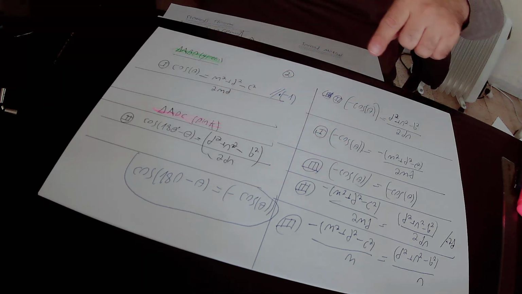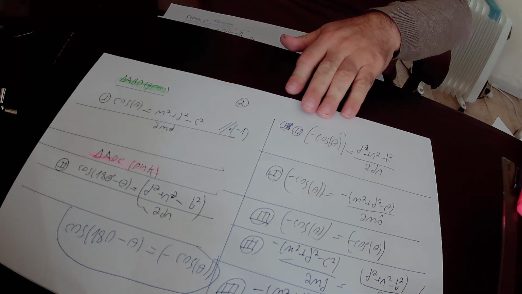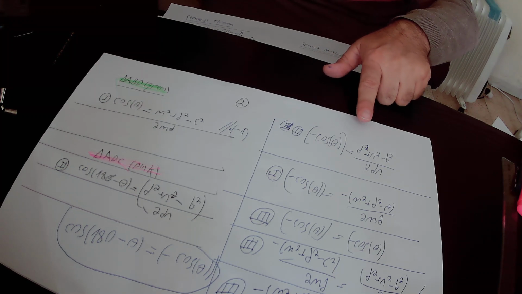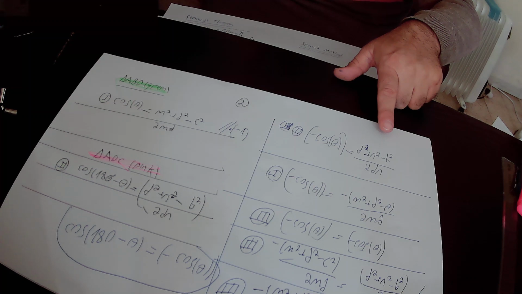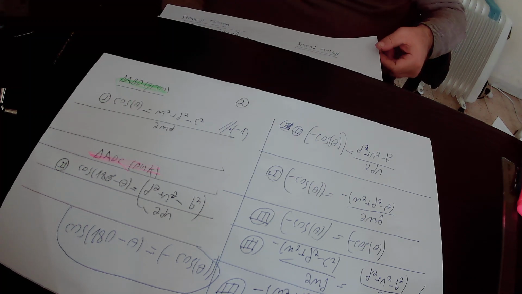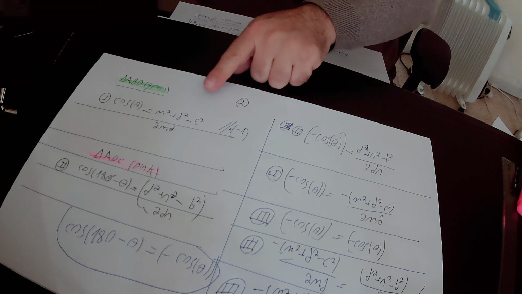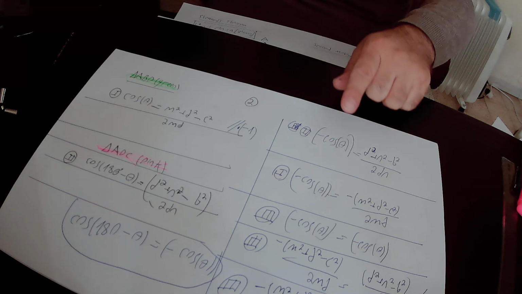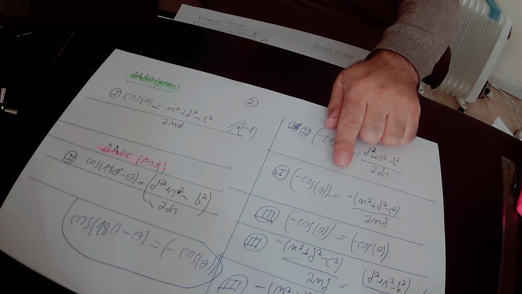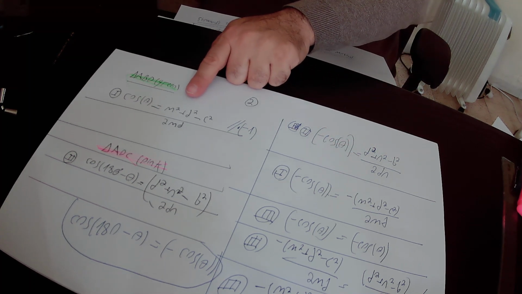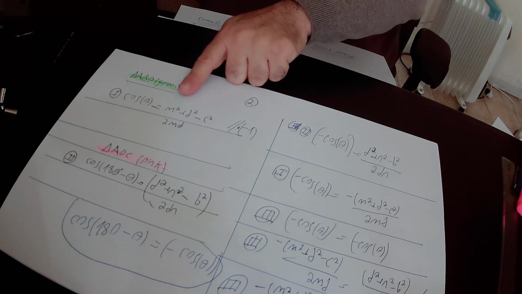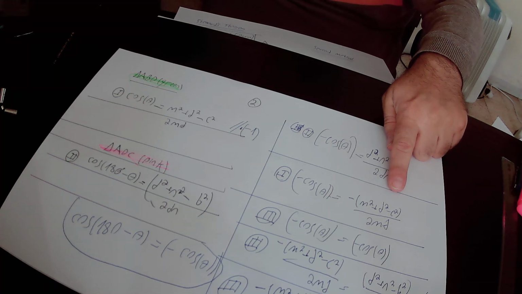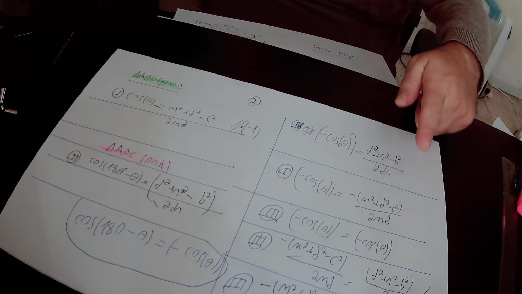We did it, and we got that according to equation number 2, minus cosine theta equals (d squared plus n squared minus b squared) over 2 times dn. Then we multiplied equation number 1 by minus 1. Cosine theta times minus 1 is of course minus cosine theta. Then we also multiplied this side of the equation by minus 1. So we will have minus 1, inside the brackets we will have (m squared plus d squared minus c squared) over 2 times md.